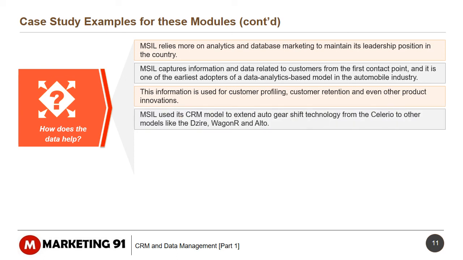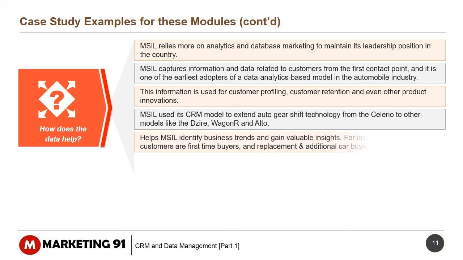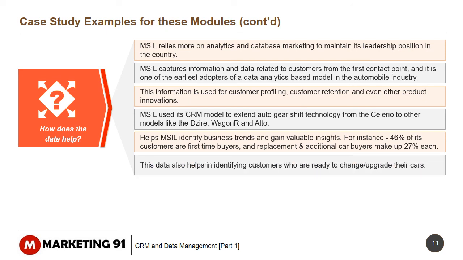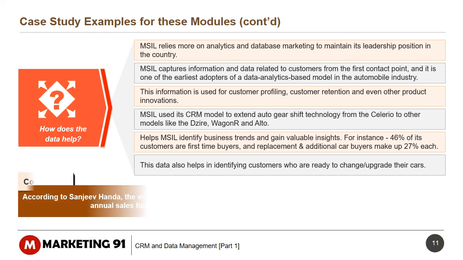MSIL used its CRM model to extend auto gear shift technology from the Celerio to other models like the Dzire, Wagon R, and Alto. The data analytics helps MSIL identify business trends and gain valuable insights. For instance, 46% of its customers are first-time buyers, and replacement and additional car buyers make up 27% each. This data also helps in identifying customers who are ready to change or upgrade their cars.